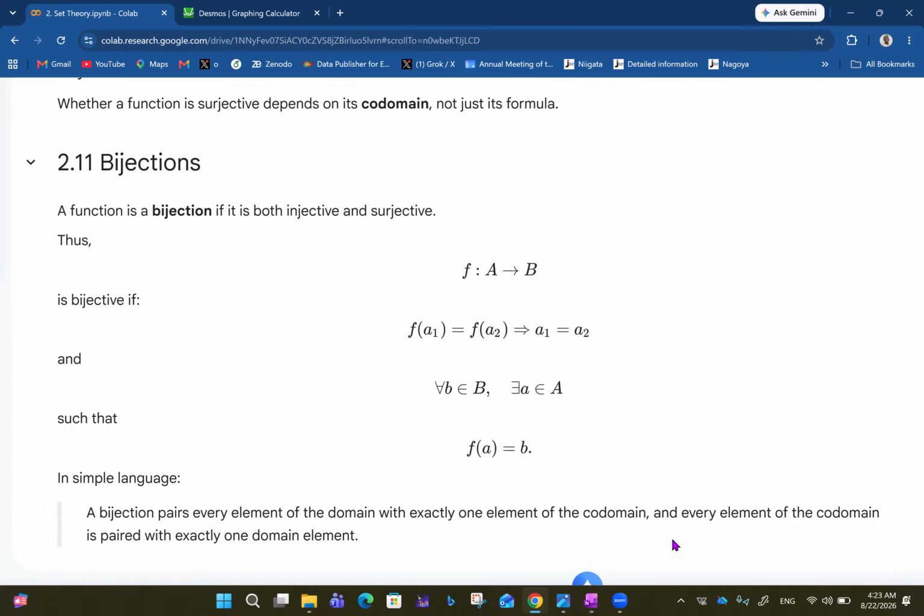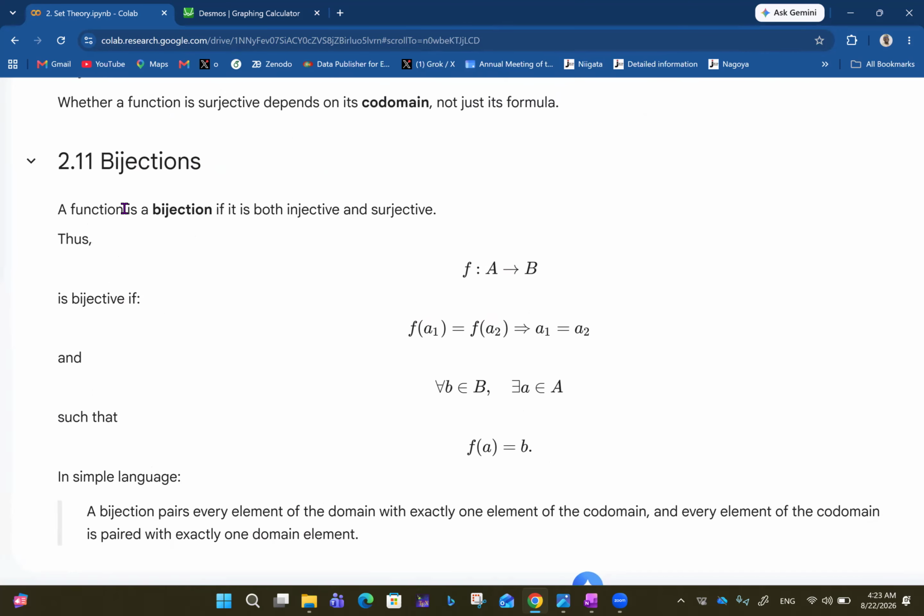Then we come to bijections, which is the combination of injective and surjective. A function is a bijection if it's both injective and surjective. So f maps A to B is bijective if f of a1 equals f of a2 implies a1 equals a2. That's the condition for injectivity. And at the same time, every element in the codomain is used up, mapped to something in the domain such that f of a equals b. So in simple language, a bijection pairs every element of the domain with exactly one element of the codomain, and every element of the codomain is paired with exactly one domain element. So a bijection is both one-to-one and onto at the same time.